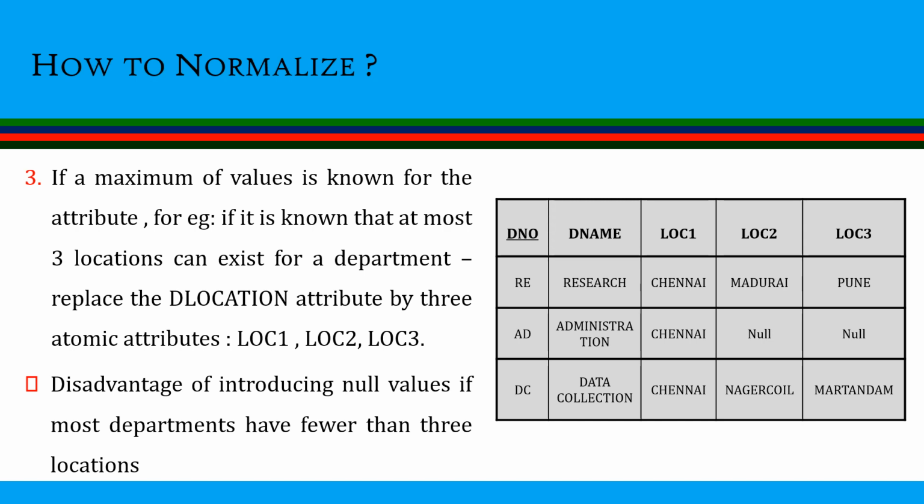Okay, so can you see any disadvantage in this method? Yeah, of course, here we are introducing null values if the departments have fewer than these 3 locations. Some departments will have only one location, so the other locations will be filled with null values. So we have to introduce null values for the tuples with departments having fewer than 3 locations. Okay, this is the third method.